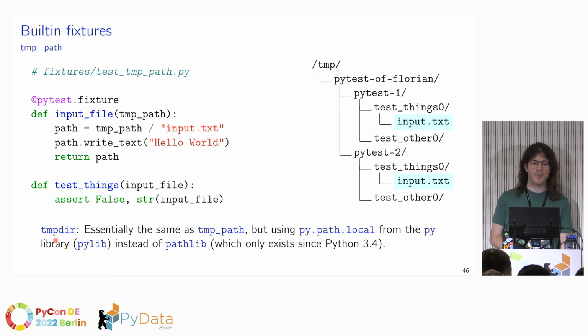There's also a temp dir fixture you might see in older code using PyTest. It's essentially the very same thing as temp path, but not using Pathlib, instead using py.path.local from this Py library where PyTest also came from. It's just here for historical reasons, because back then Pathlib wasn't a thing; it only exists since Python 3.4. So this Py library exposed its own similar API. It's quite the same, but of course there are some subtle differences. So yeah, nowadays just use temp path for new code, but if you see temp dir in older code, then that's what it is.